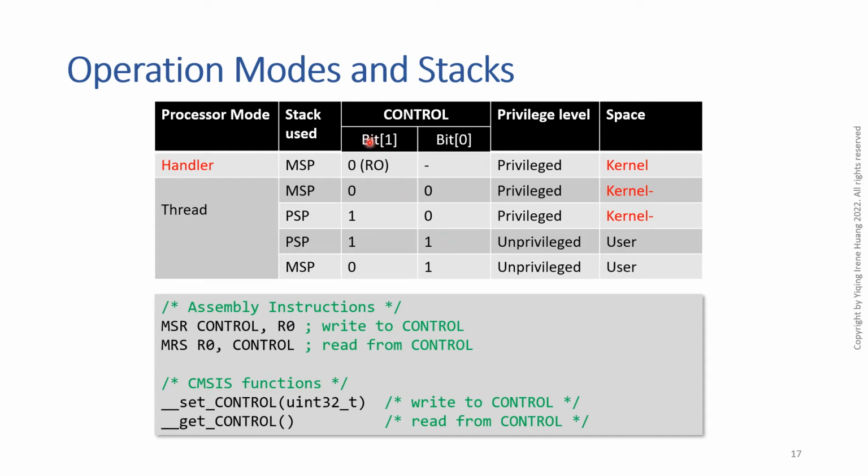And bit 1 determines which stack to use. If it is 0, then we're using MSP. And if it is 1, then we're using PSP. And the corresponding assembly instructions to set the control register are MSR and MRS. So this is write, this is read. And here are the corresponding CMSIS functions to do the similar thing.